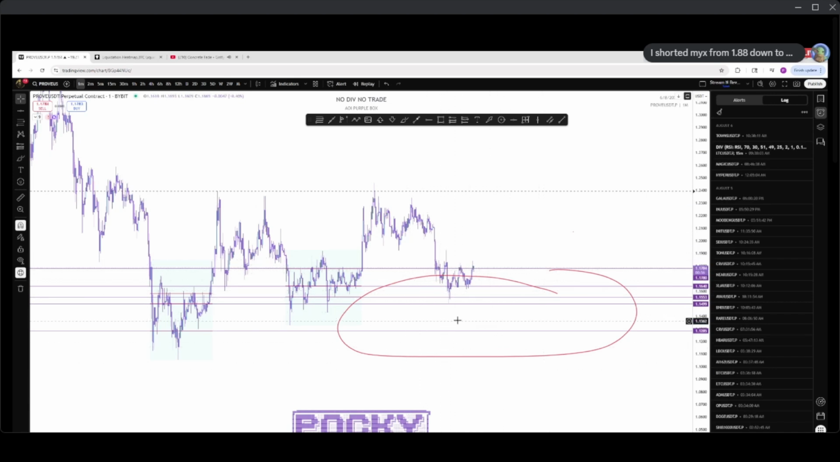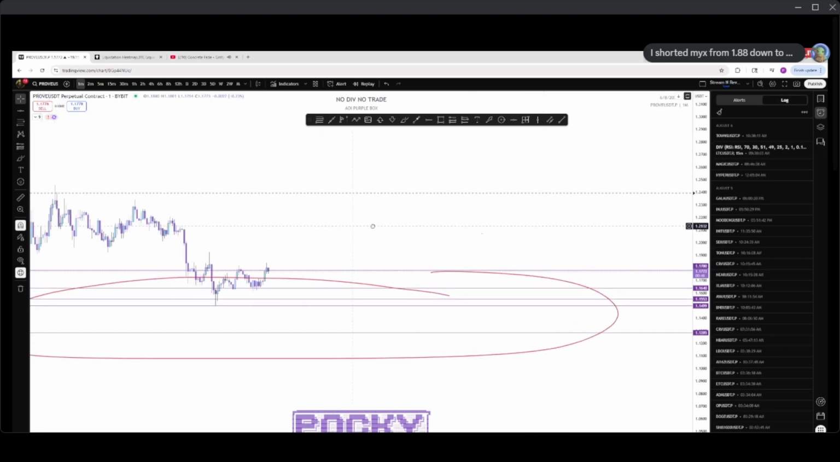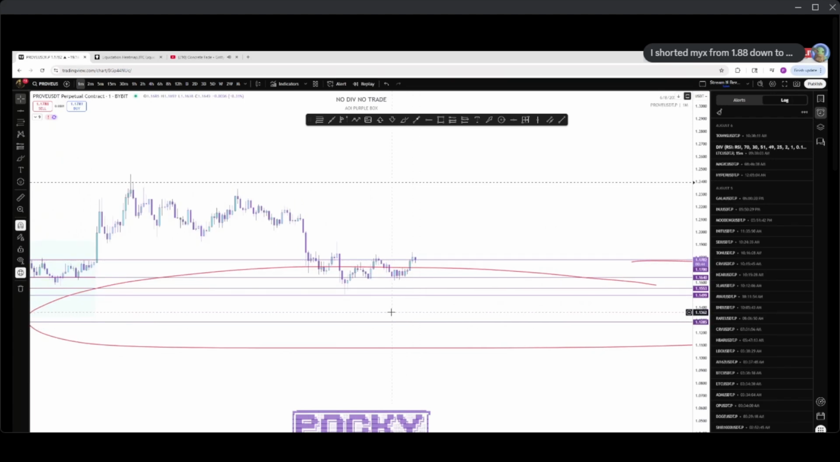Woo! See how these levels, like how the scalp would be? It would have been kind of boring with these baby candles.